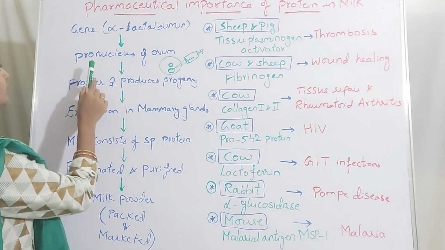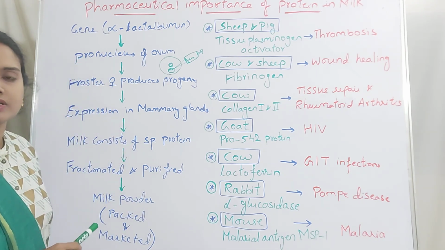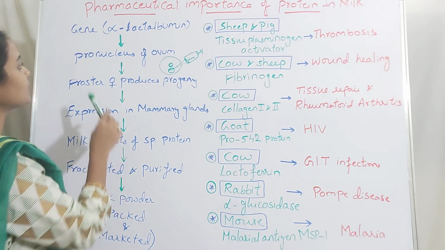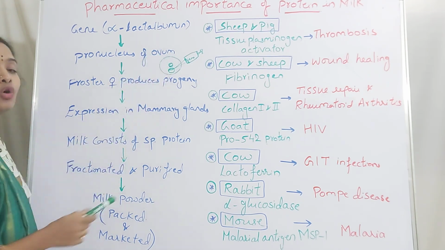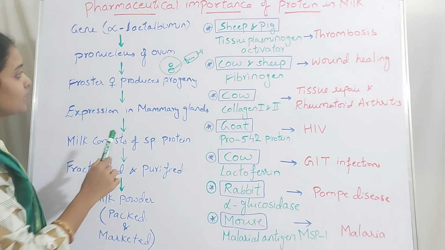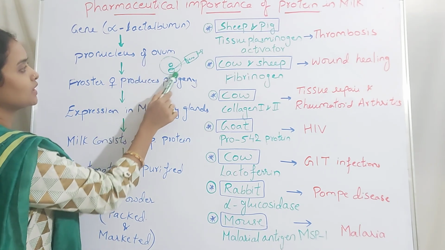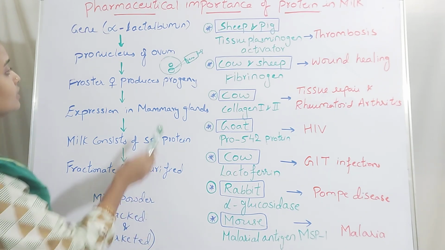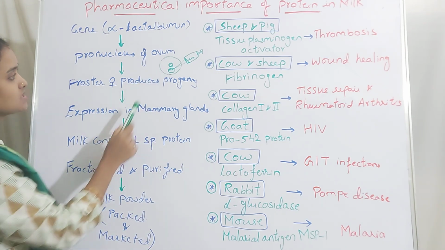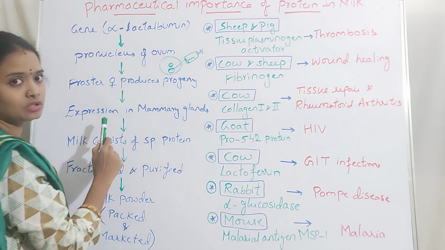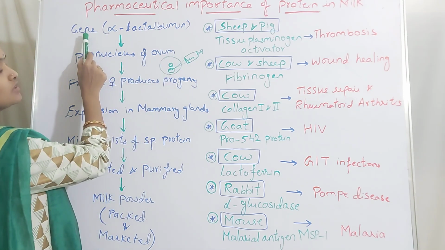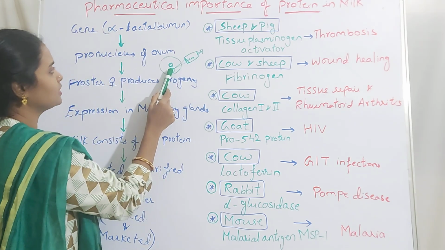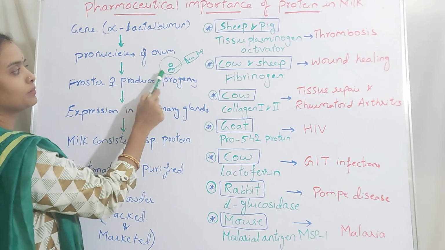So here they are selecting a superior quality female cow, and they are collecting the oocyte or the ovum from that cow. Then after collecting the ovum, they allow it to undergo maturation in tissue culture media. Once the oocyte is matured, the gene of interest which codes for alpha-lactalbumin is directly injected into the pronucleus of the ovum.